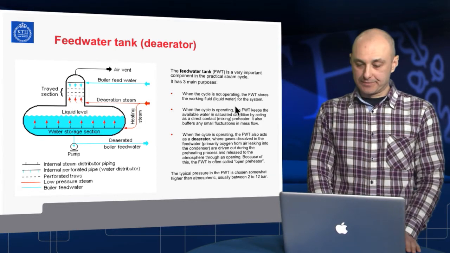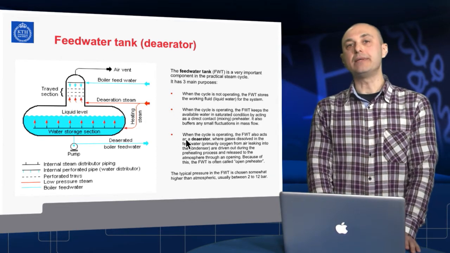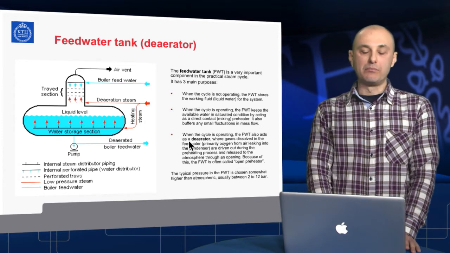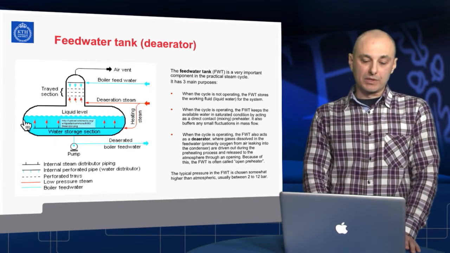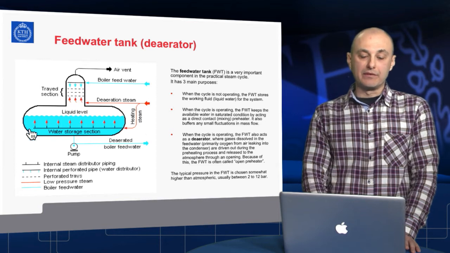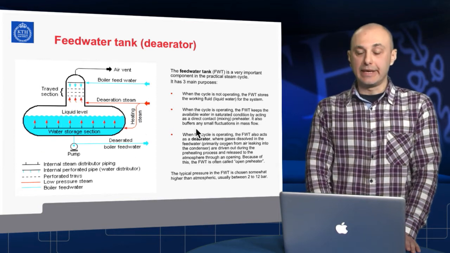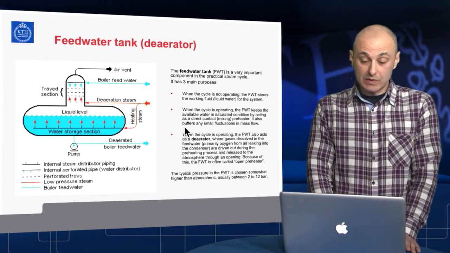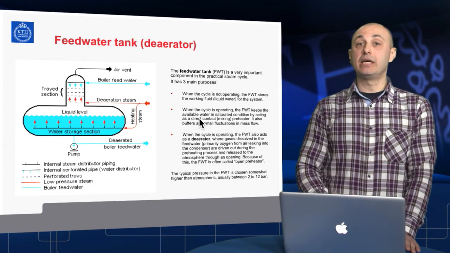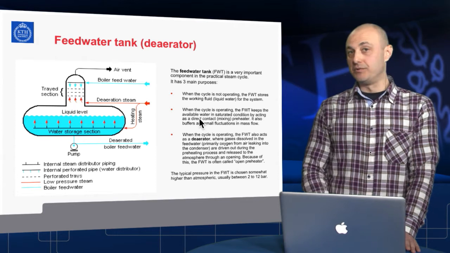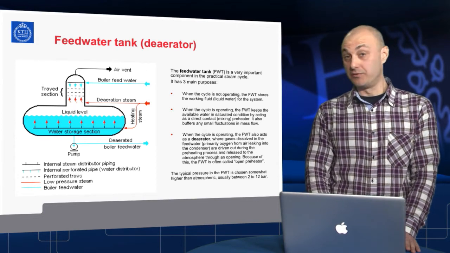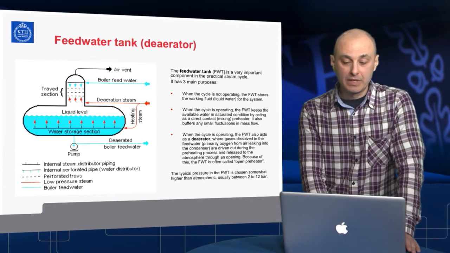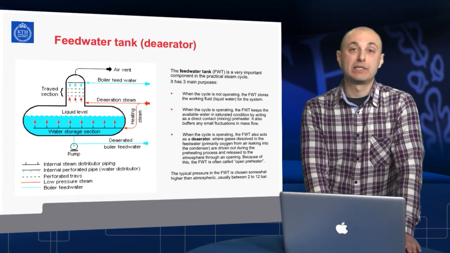As simple as that. When the cycle is operating, again, most of the liquid water is staying in the feedwater tank. It is lying there. The tank acts as a buffer in the system, accepts any kind of makeup water that you need to inject in the cycle if you're losing mass flow, and also acts as a preheater.